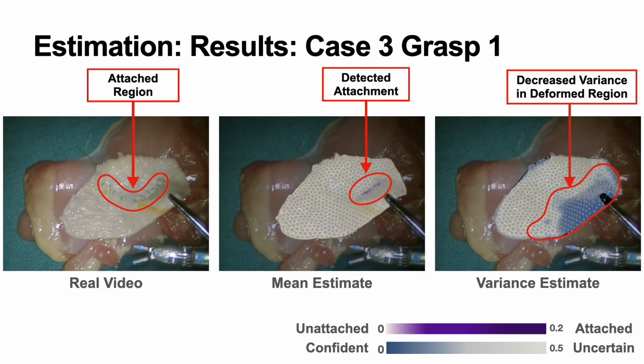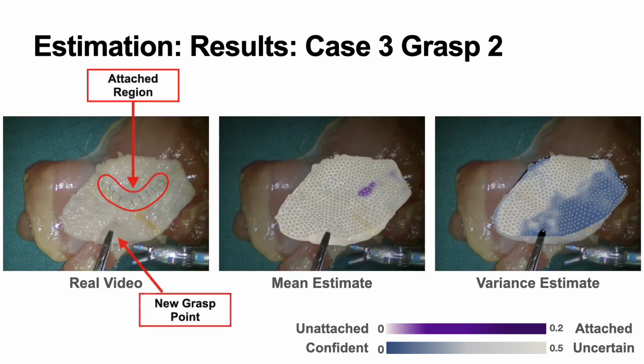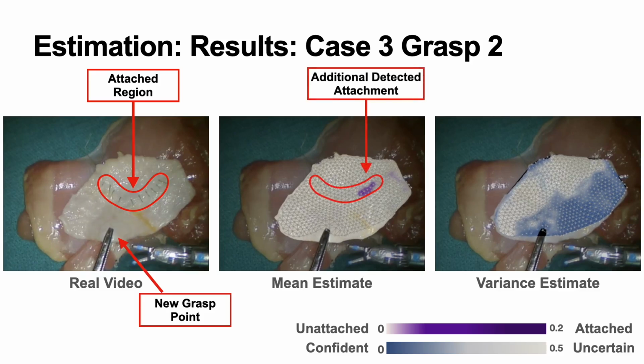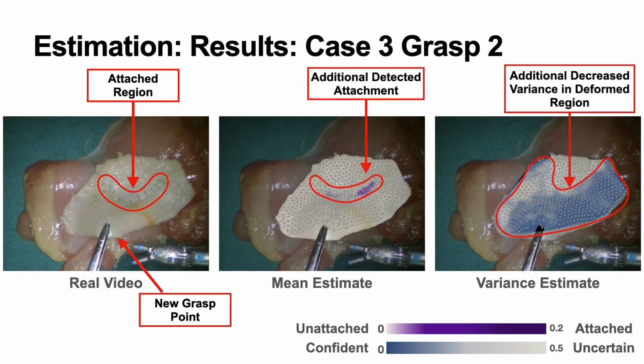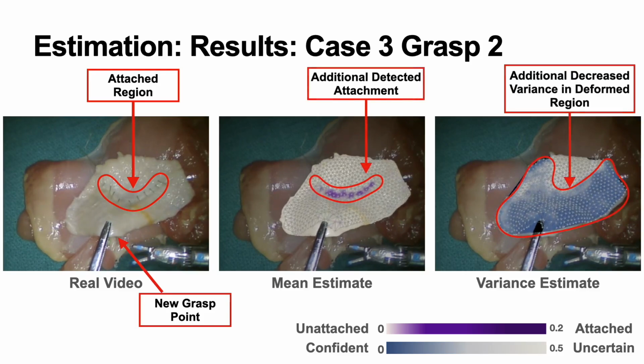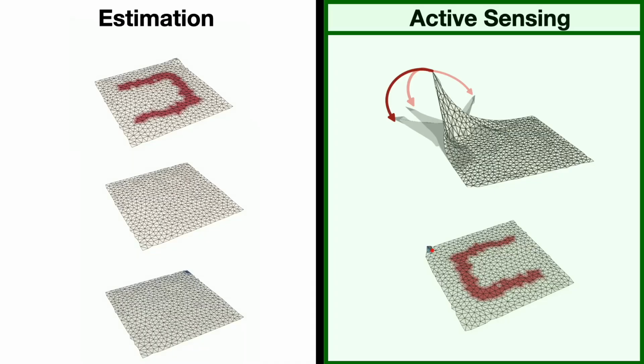We sutured chicken skin onto pieces of chicken thigh to create attachments. Notice the uncertainty decreases in the deformed regions shown in blue, while the estimated attachment points shown in purple began to closely match the sutured region. Now we move on to active sensing.